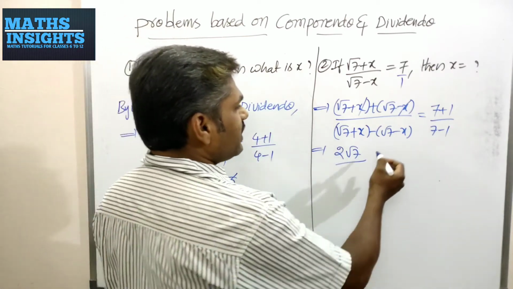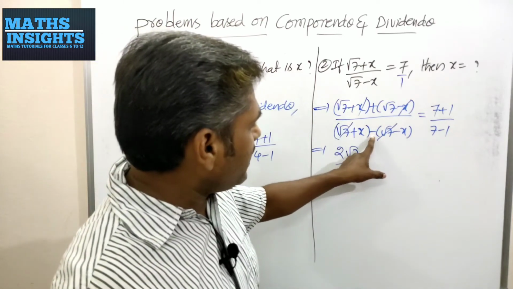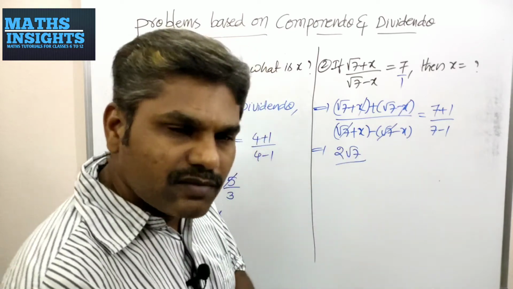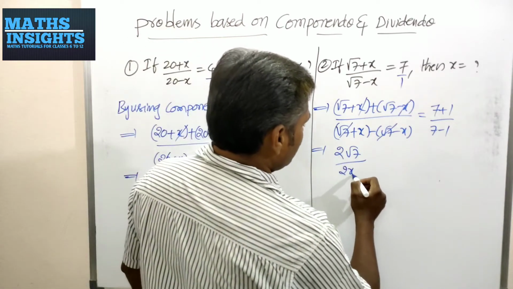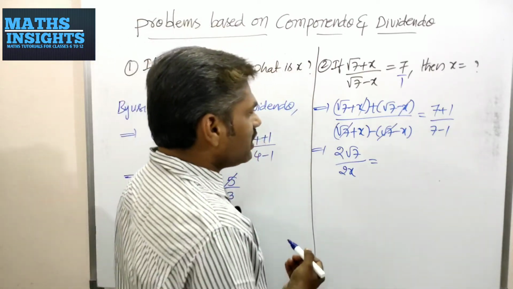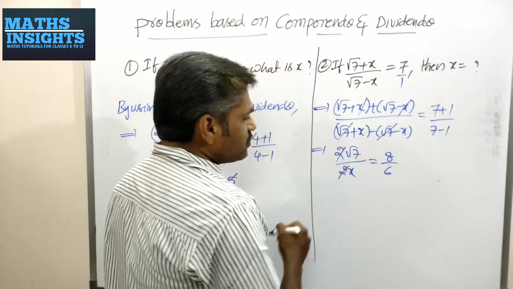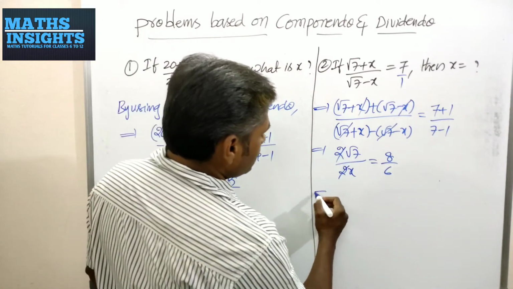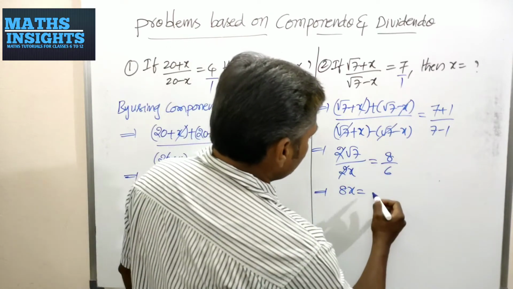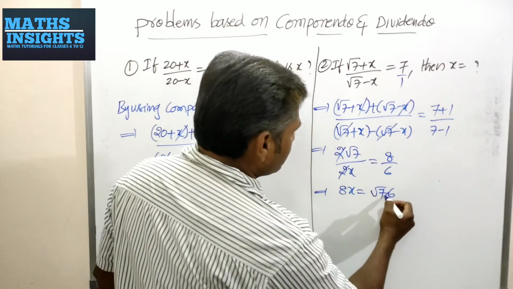Okay, next you may cancel this minus root 7 and plus root 7. This is minus of minus x will become plus x. x plus x will become 2x. Okay, 2x, that is equals to, here on the right hand side of this equality 8 by 6. So you may cancel this 2 under 2. Okay, therefore 8x on cross multiplication, 8x is equals to root 7 into 6.